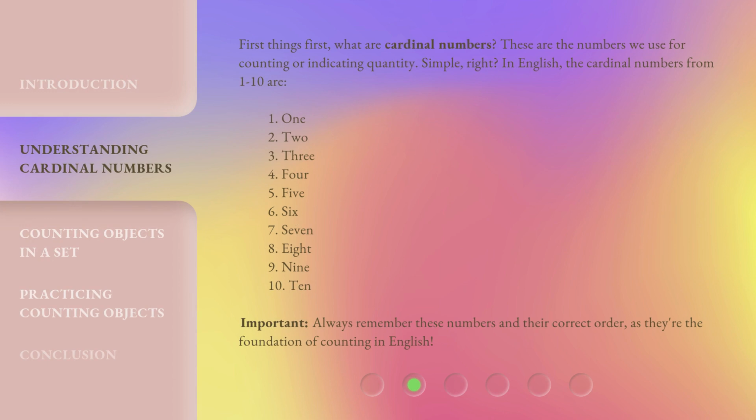First things first, what are cardinal numbers? These are the numbers we use for counting or indicating quantity. Simple, right? In English, the cardinal numbers from 1 to 10 are 1, 2, 3, 4, 5, 6, 7, 8, 9, 10. Important. Always remember these numbers and their correct order, as they're the foundation of counting in English.